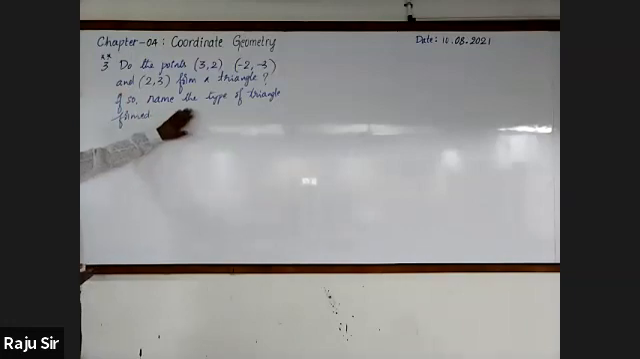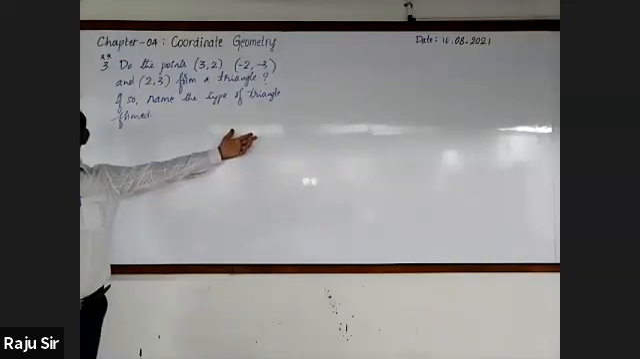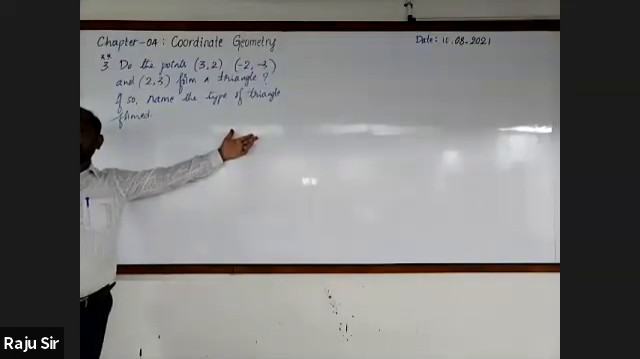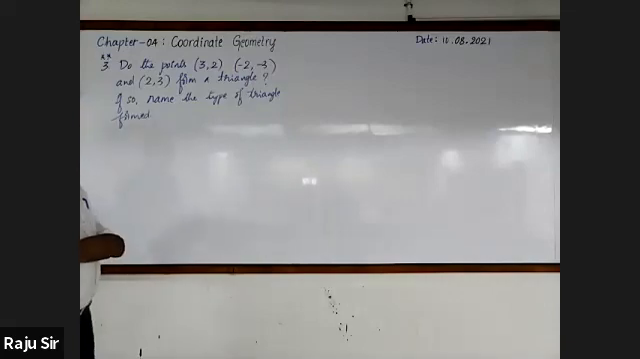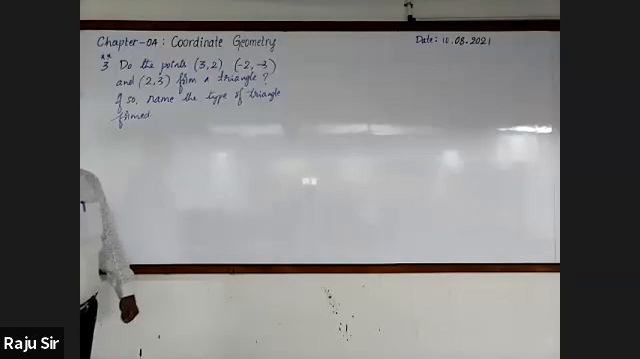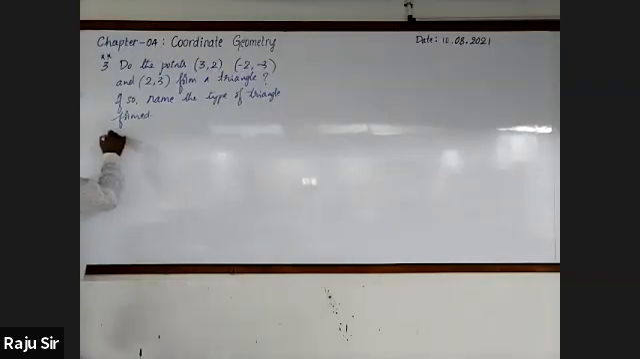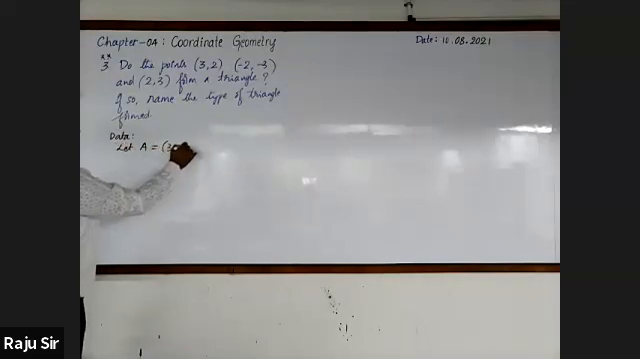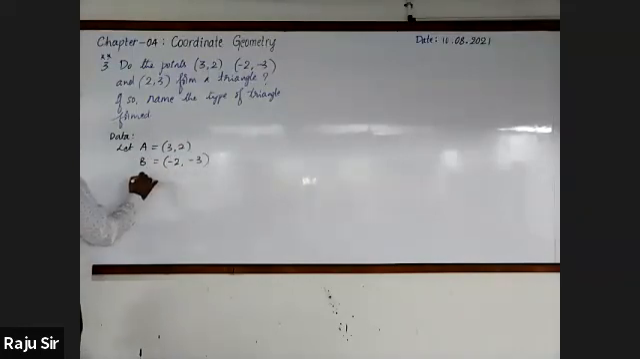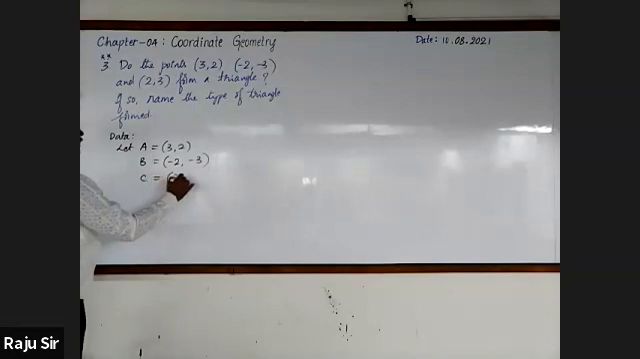After forming a triangle, we must come to know what type of triangle it is. Did you all understand? Yes, sir. So now let us assume the points as A, B, and C. Let A equal (3, 2), B equal (-2, -3), C equal (2, 3).